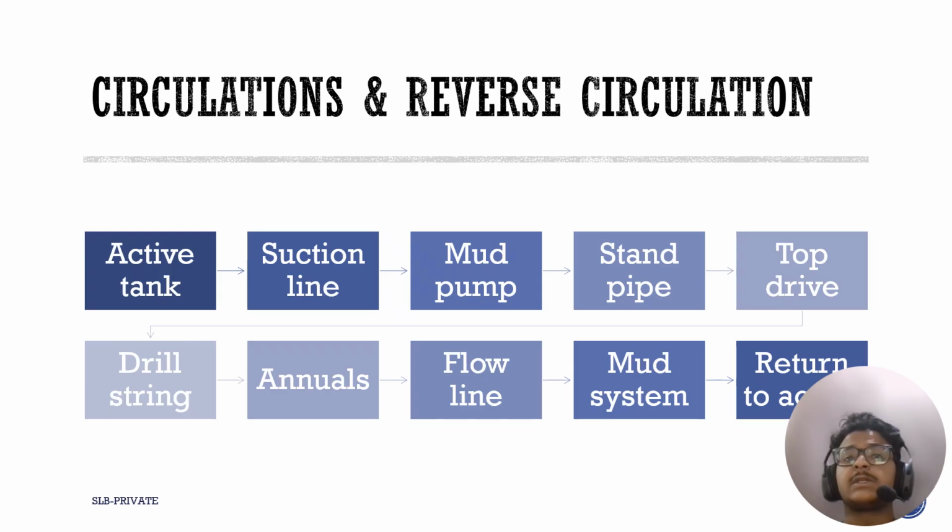Reverse circulation, same idea, but when we're having water or acid and we don't want it to contaminate the annulus, we pump it through the annulus. Before reaching the drill string, we pump it back through also the drill string, sending it back to the flow line.